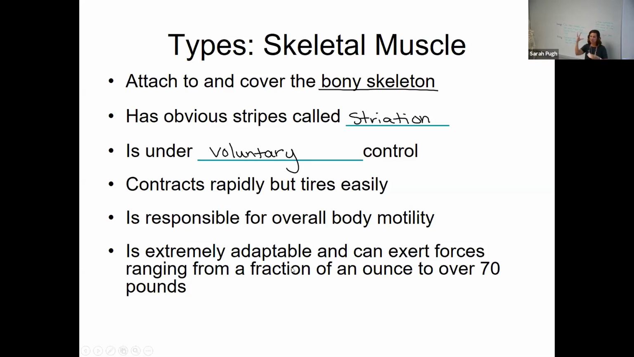And I can use these to open a jar, right? So I can squeeze really hard and open that jar. I can use the exact same muscles and very gently, when my son gets a splinter, pull a splinter out. It's the same muscles, but I can exert very different amounts of force depending on what I need, okay? So skeletal muscles are very adaptable.